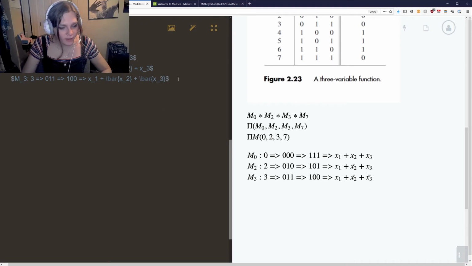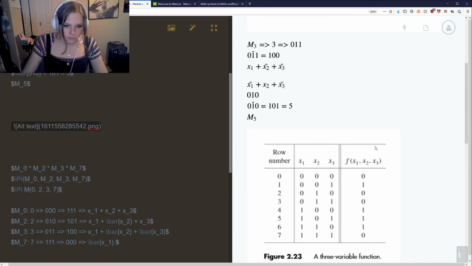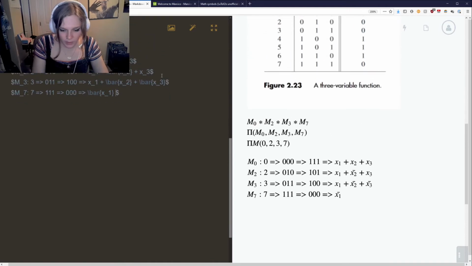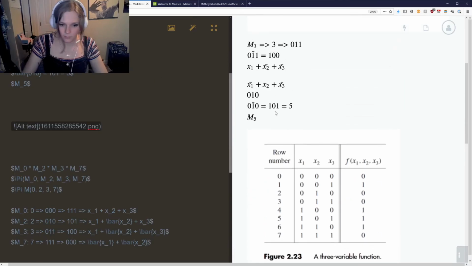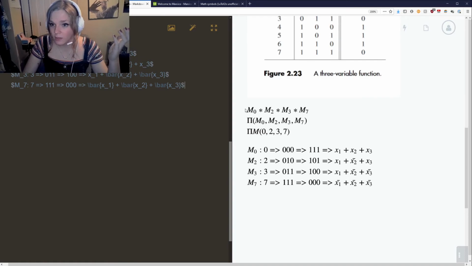Alright, and now finally, we have M7. So 7, binary number 1, 1, 1. And 0, 0, 0 is the complement. And this tells us we are just going to be not x1 or not x2 or not x3. Okay? So those are our 3 equations. And now we just need to replace them into our form here.